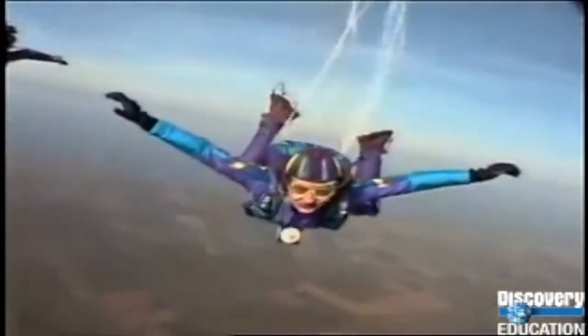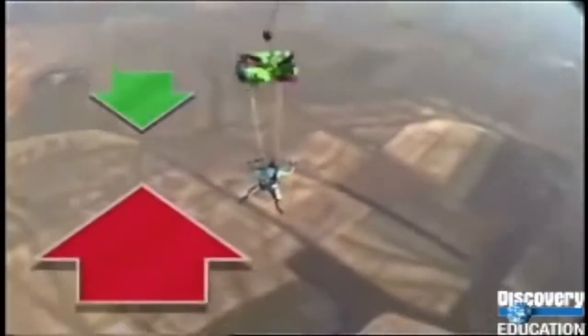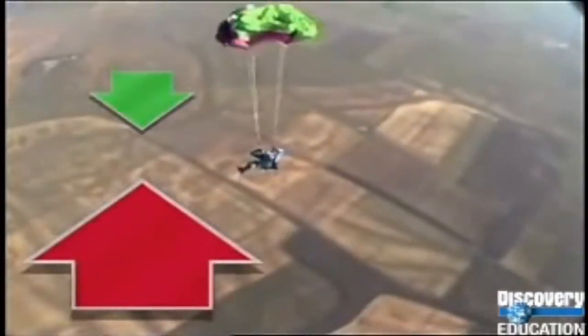So then she opens the parachute. To slow down, the upward force needs to be greater than the downward force. So when the parachute opens, the air resistance suddenly becomes much greater than gravity. Momentarily, the air resistance will be greater than the weight. The forces are no longer balanced, and this changes her speed. She then slows down.